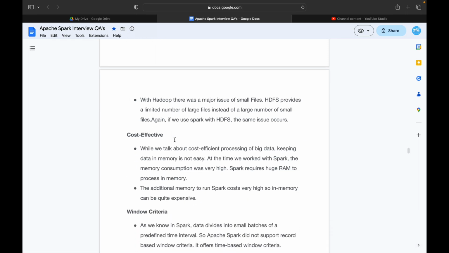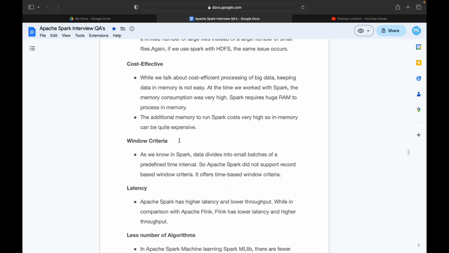The next one is cost effectiveness. Since Spark works in memory, it is basically more costly than the Hadoop system. While we talk about cost-efficient processing of big data, keeping data in memory is not easy. At the time we worked with Spark, the memory consumption was very high. Spark requires huge RAM to process in memory. So it is not that efficient when it comes to cost.